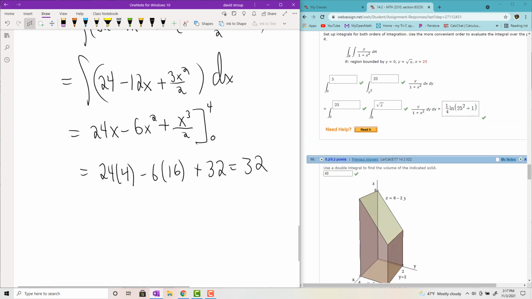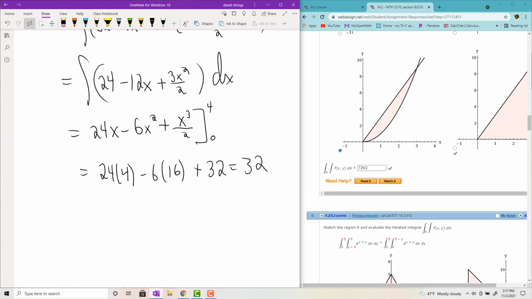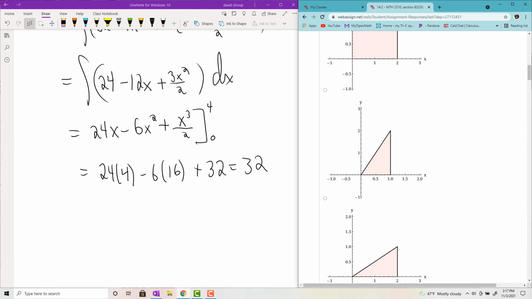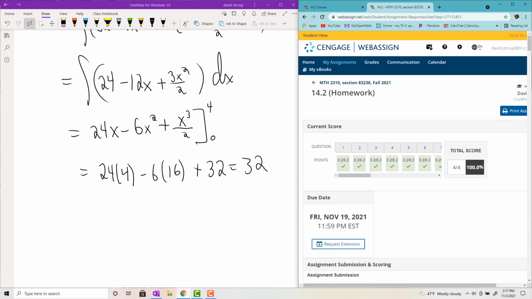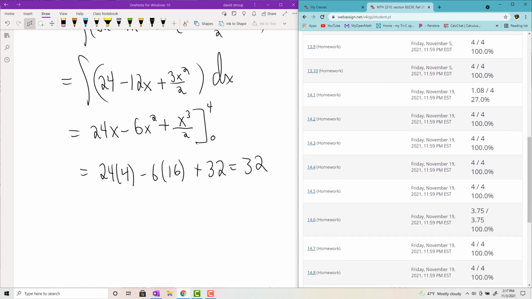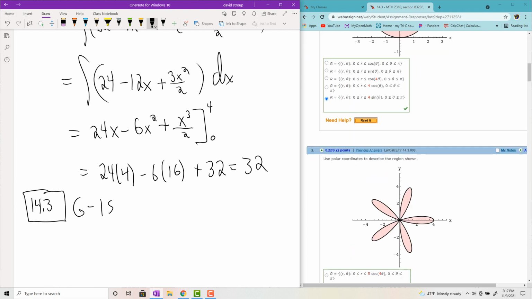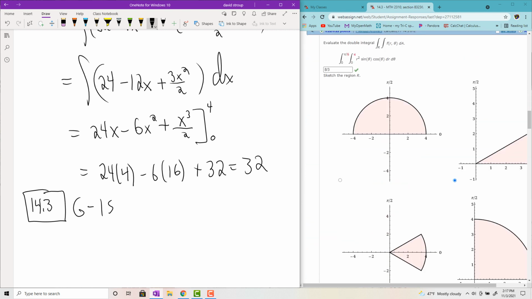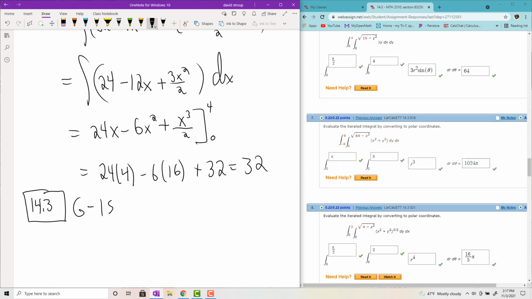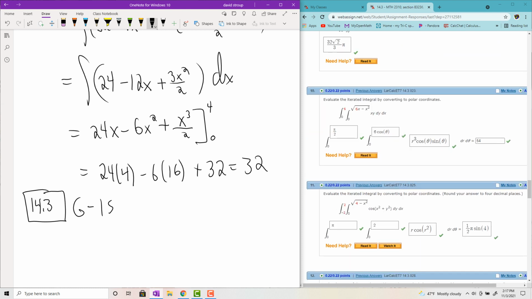14.3, we get into polar coordinates, so doing polar conversions to evaluate curves. So let's look at 14.3. And in particular, I'm looking at problems like 6 to 15. Let's look at number 10.